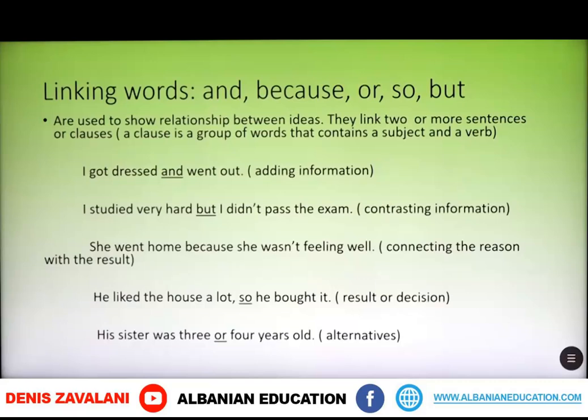Next one, she went home because she wasn't feeling well. In this case, we have connecting the reason with the result. So the reason why she went home is she wasn't feeling well. Next one, he liked the house a lot, so he bought it. In this case, we have result or decision when we use so. And the last example, his sister was 3 or 4 years old. In this case, we have alternatives. So his sister might be 3 or 4. We don't know.